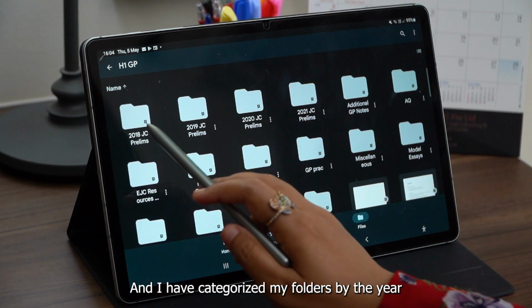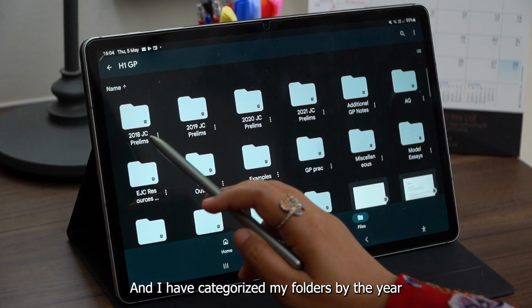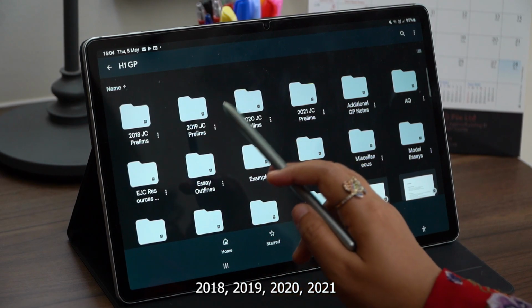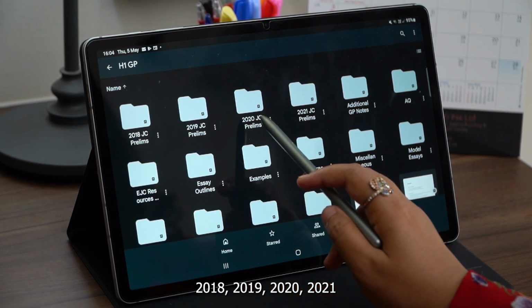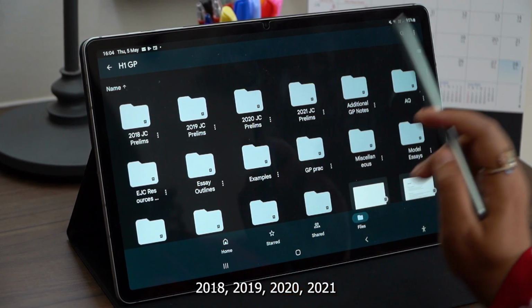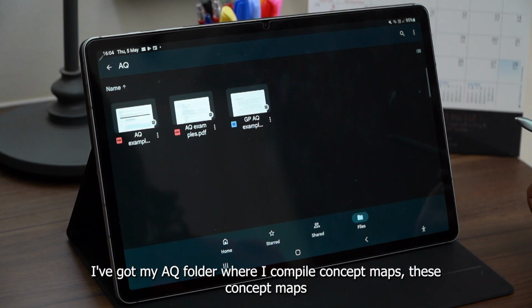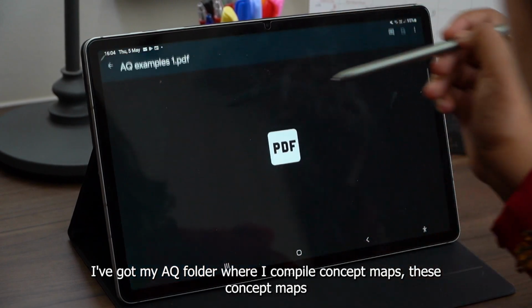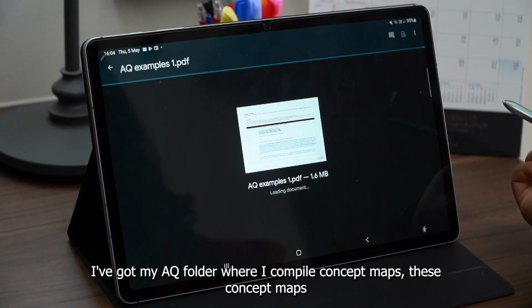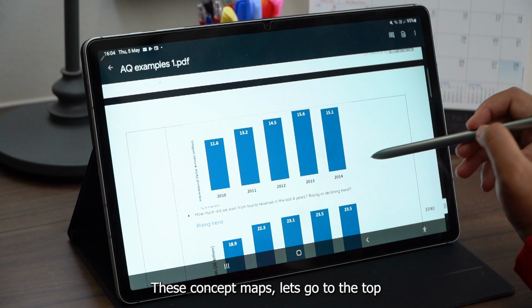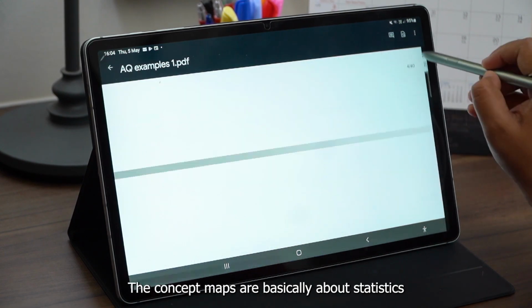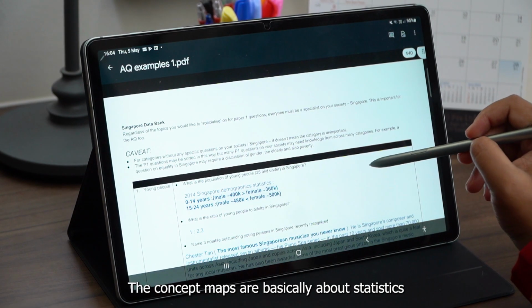But by year also, I have categorized my folders: 2018, 2019, 2020, 2021. And last but not the least, I've got my AQ folder where I compile concept maps. These concept maps, let's go to the top. The concept maps are basically about statistics.